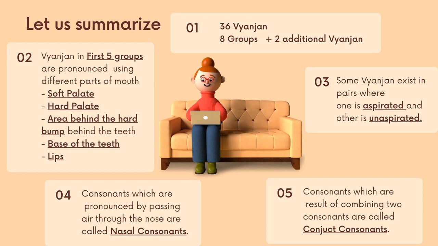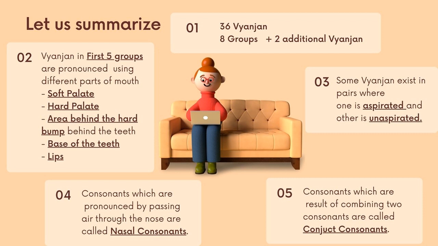Let us summarize. Point number 1. There are 36 Vyanjan organized in 8 groups plus 2 additional Vyanjan. Point number 2. Vyanjan in the first 5 groups are pronounced using different parts of your mouth: soft palate, hard palate, the area behind the bumps behind the teeth, base of the teeth and lips. Point number 3. Some Vyanjan exist in pairs where one is aspirated and the other one is unaspirated.